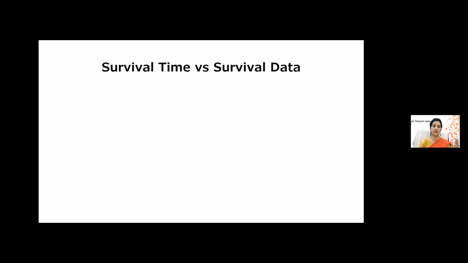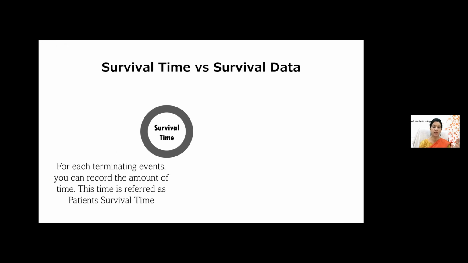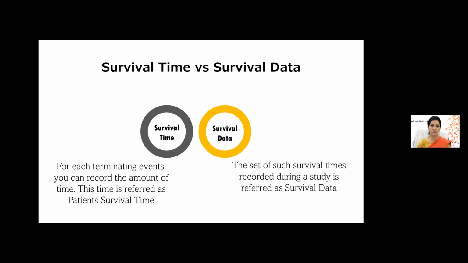So some common terms are survival time versus survival data. Now, what is survival time? If you are measuring the happening of that event, 1 minus that particular happening is the survival time. For each terminating event, you can record that amount of time, and for one patient, this time is referred to as the patient survival time. What is survival data? The set of survival times which you record in a study is known as the survival data.